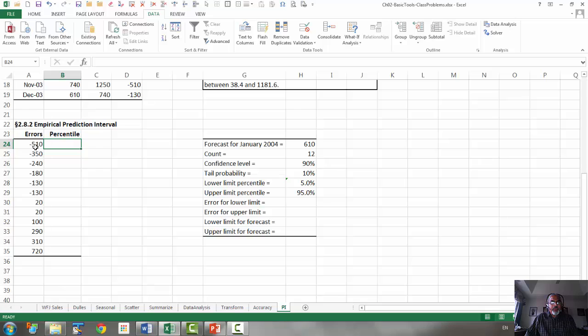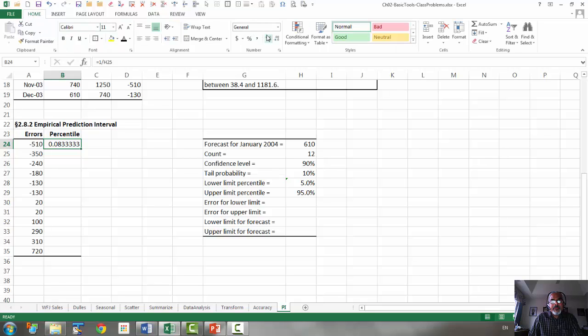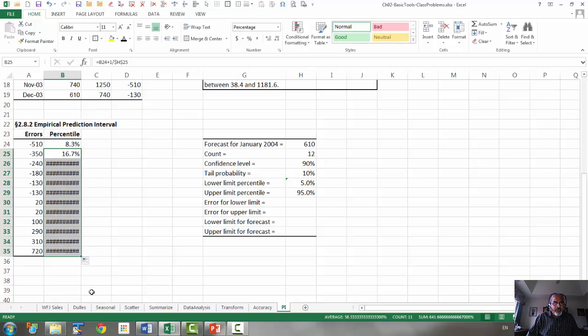Now we need to look at the percentiles. There are 12 errors in total. When you go from smallest to largest, the first error will cover 1/12 of the errors, then 2/12, 3/12, and so on. So the very first one is 1 over that count. That's the percentage of errors. Let's make that into a percentage. That minus 510 covers 8.3% of all the errors. Then you take that and add 1 over that again, and we'll make that an absolute reference. That covers up to the second error, which is 16.7%. And if you go all the way, you get to 100%.